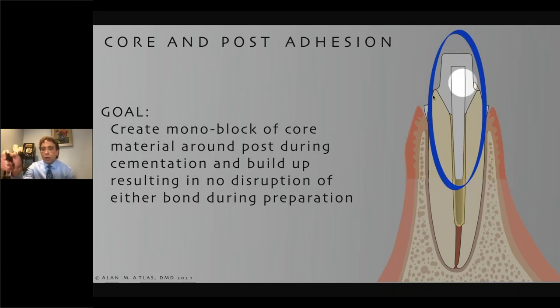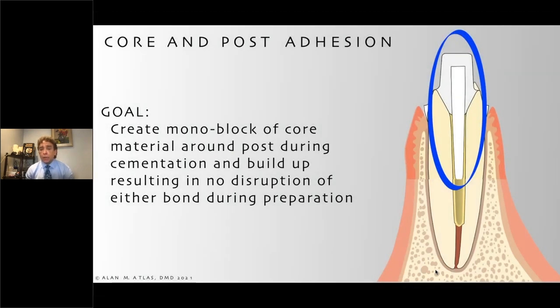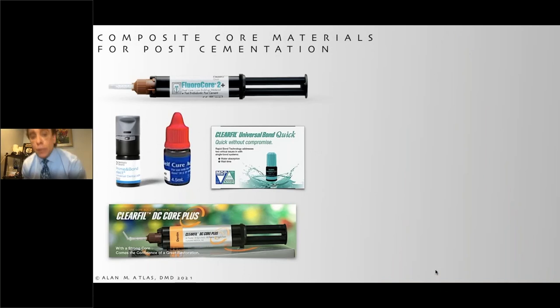So if I can create this monoblock, it's golden. It's like doing a cast post. It's going to be the most secure, least disrupted, more beneficial to the outcome of the restoration. So when I do buildups and core and post, what materials am I going to use?